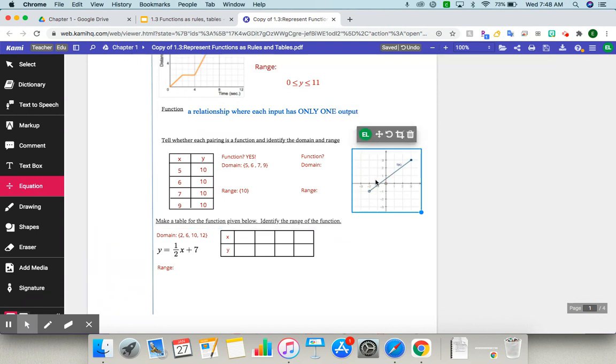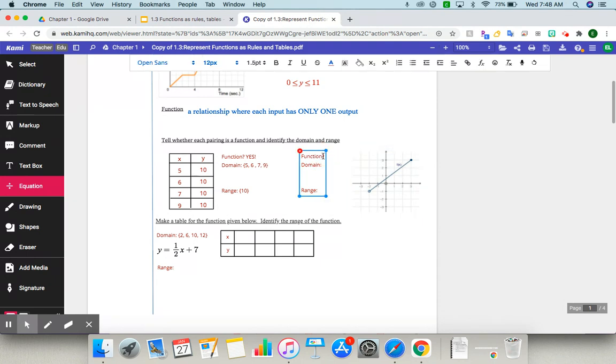In this graph, once again, each input only has one output. As we follow this line, notice all of these inputs, -2, -3, 0, 1, 2, 3, and the numbers in between only map to one y value. So that means that this would be considered a function as well.